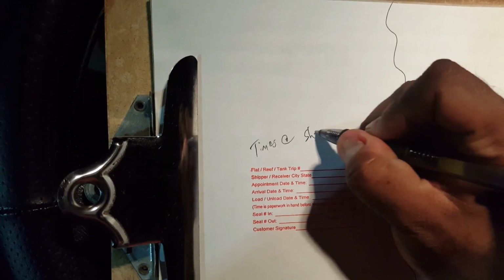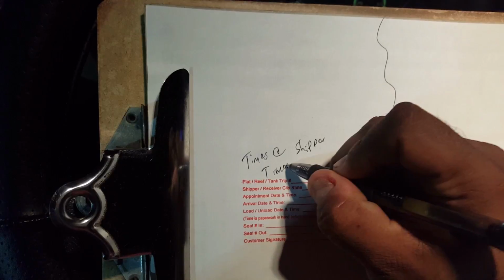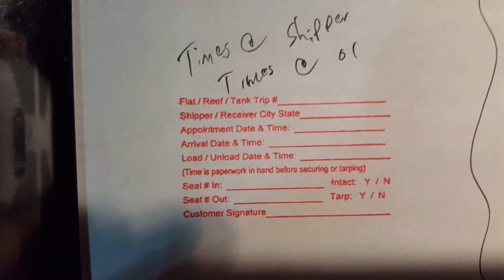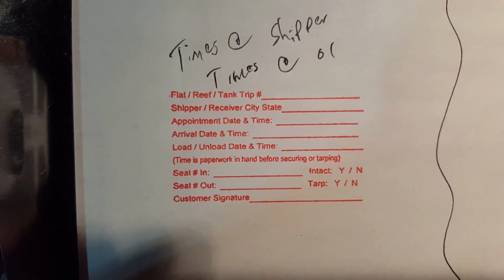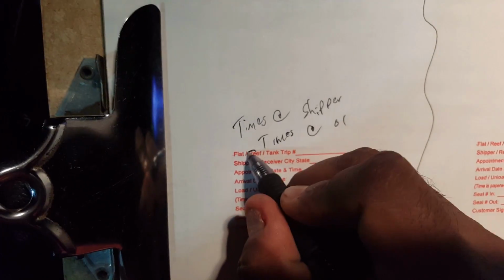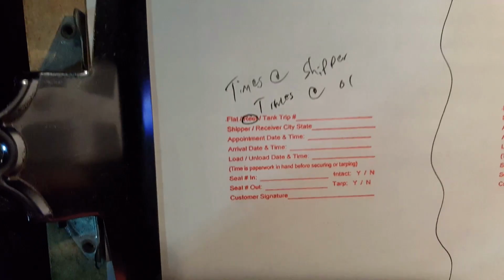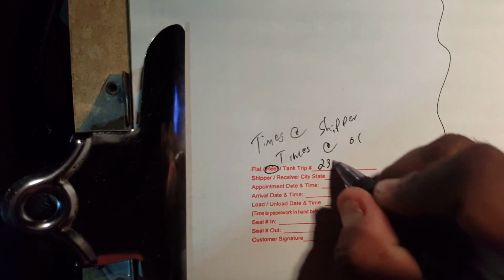So we're gonna pretend that these are my bills. You got two separate bills, okay? And over here we're gonna put times at shipper, or times at 01. Okay, and the first question is asking, is it flatbed, reefer, or tanker? Which one are you? We're going to circle reefer, and we're going to put the trip number. I'm just going to make one up.